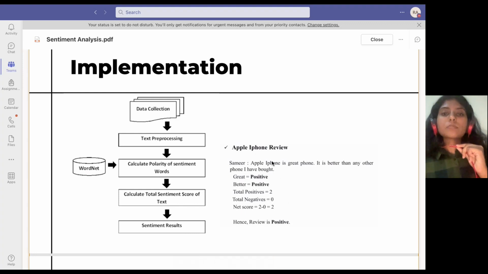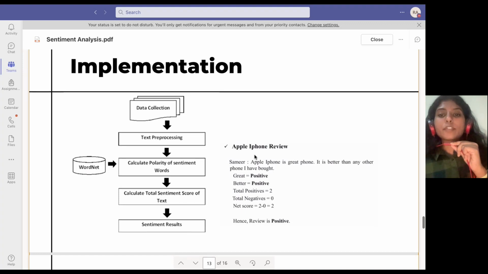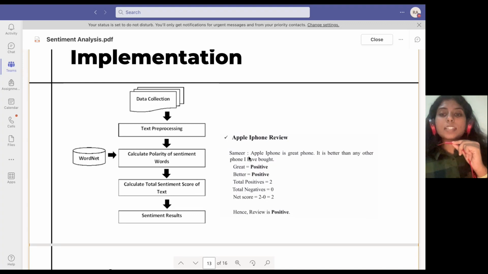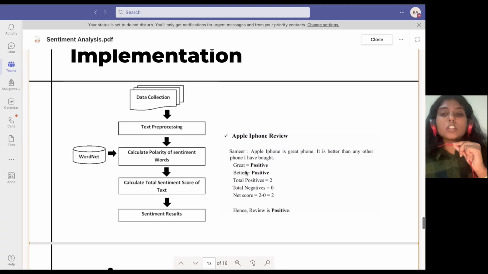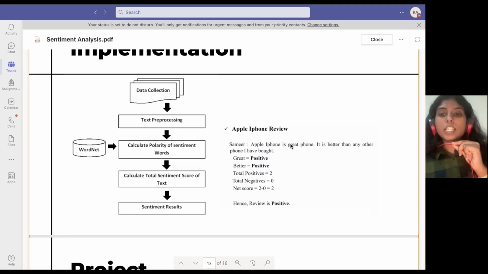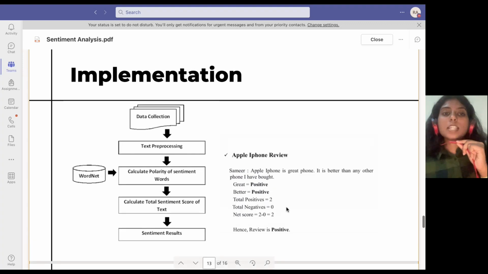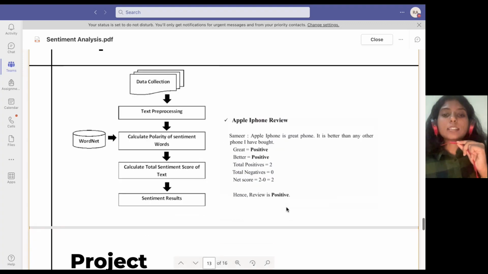Here I have given an example. It was taken from an Apple iPhone review. A person, Samir, is saying, Apple iPhone is a great phone. It is better than any other phone I have bought. So you can take all the keywords here. Great is positive. Better is positive. So the total number of positives is 2. There are no negative words, so it's 0. So the net score is 2 minus 0, which is 2. So the sentiment result here is that the review is positive. So this is an easy implementation of sentiment analysis.